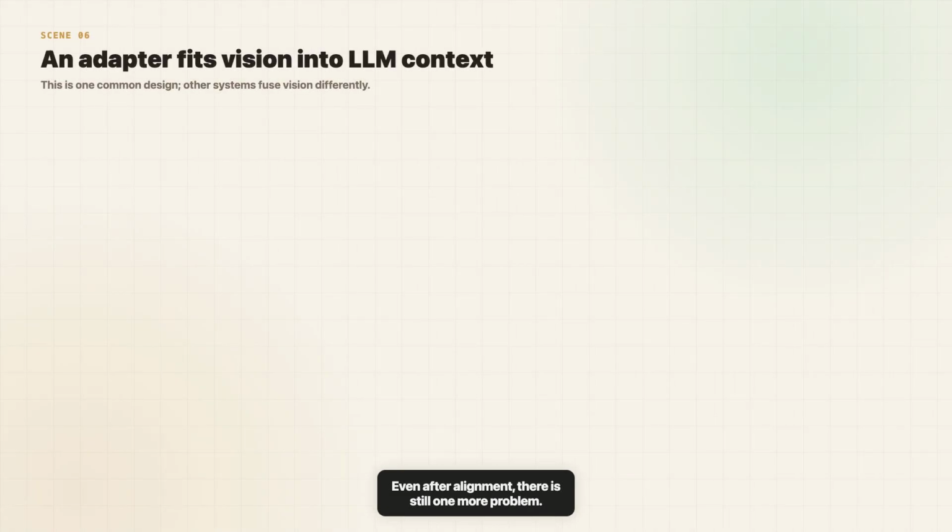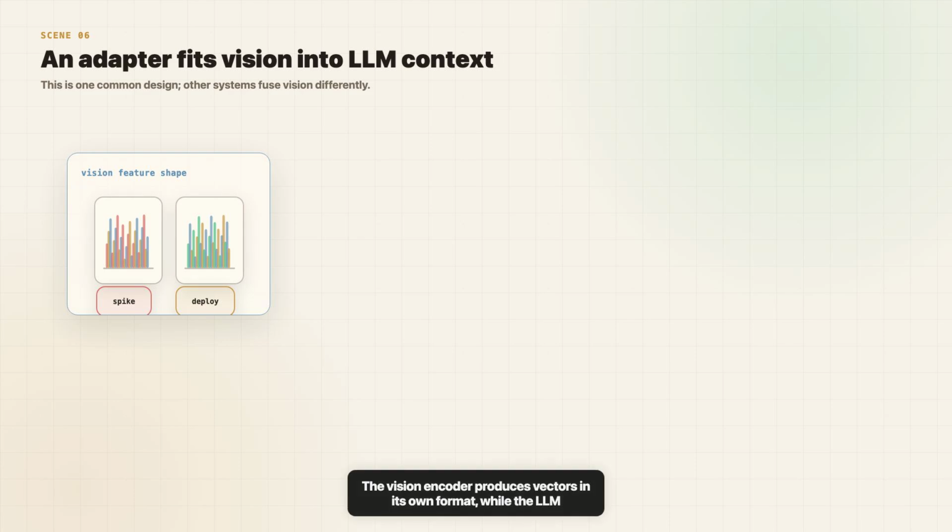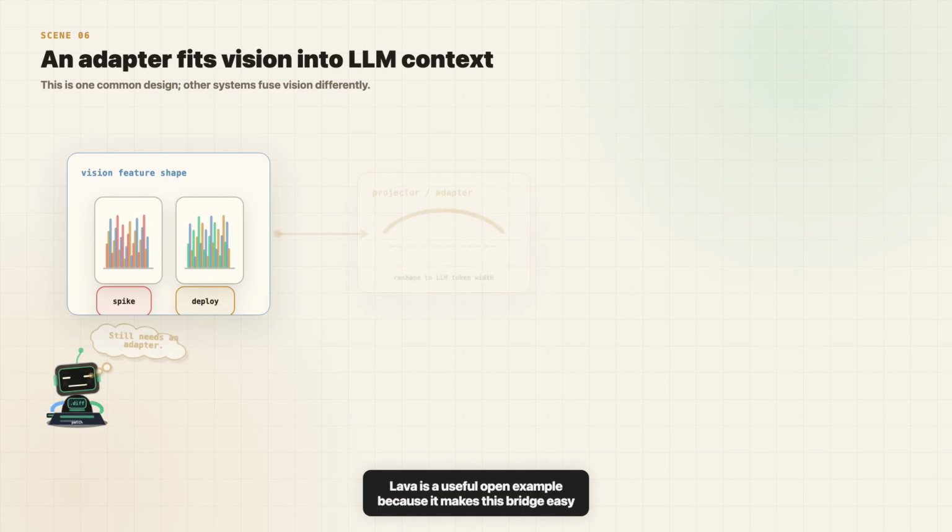Even after alignment, there is still one more problem. Aligned visual features do not automatically fit inside a chat model's context stream. The vision encoder produces vectors in its own format, while the LLM expects embeddings in the format of its text token stream.